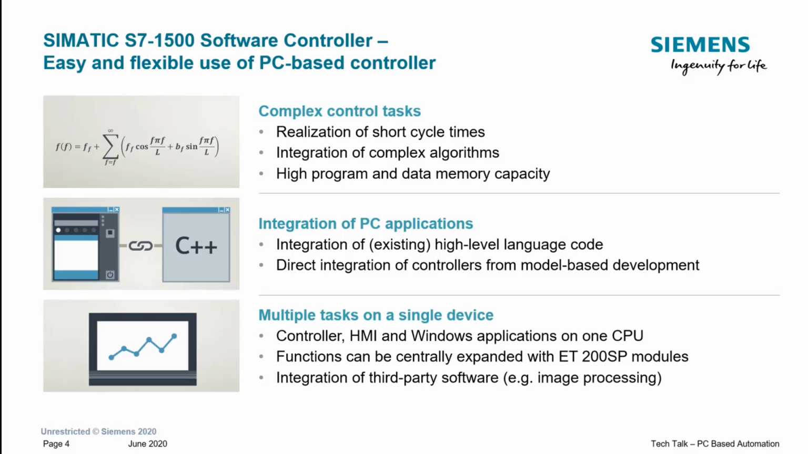So we have high program and data memory. Now, these devices will actually store data on the hard drive. So you're moving away from having to have a massive SIMATIC MC card if you've got a big program, or if you've got a lot of data logs or a lot of recipes.